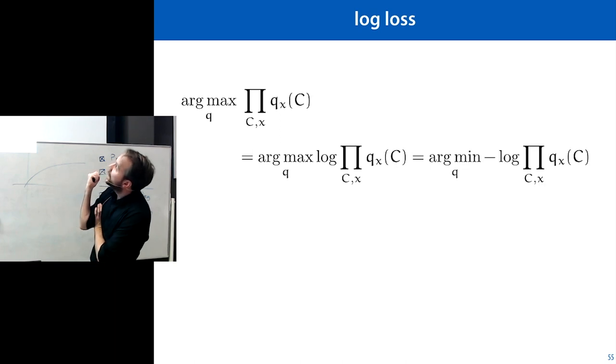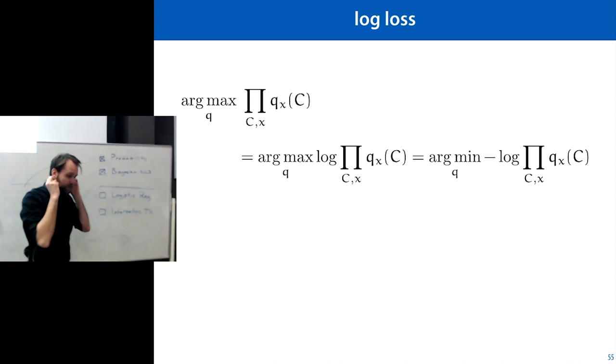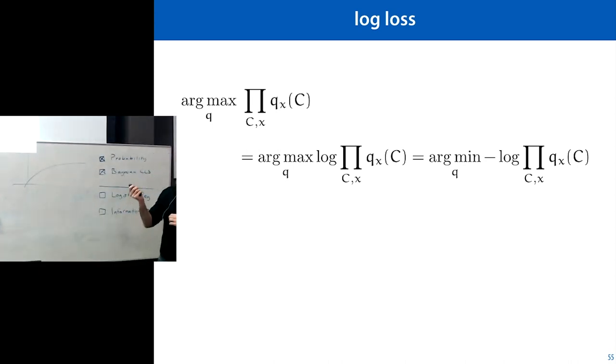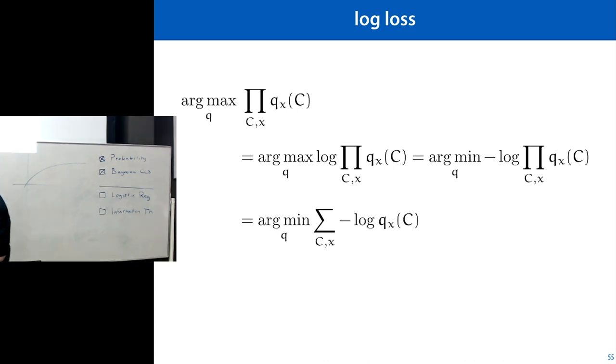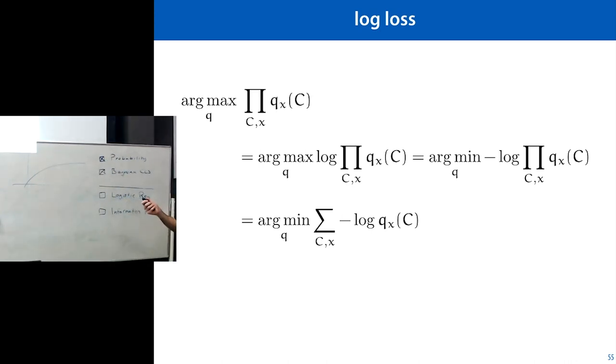Then, because we like loss functions and everything in machine learning is framed in terms of loss functions, we want something to minimize rather than to maximize. So that's easily solved. We just put a minus in front, and then it becomes an argmin. So the Q that maximizes this value is the Q that minimizes this value. And then we can work the product out of the logarithm. It becomes a sum, as we practiced in the first homework. So now our loss function is to find the Q that minimizes the sum of these negative logarithms.